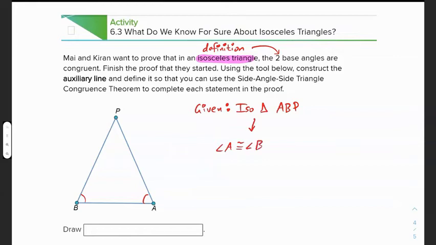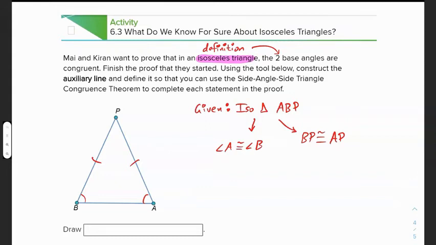All right. We also know, based off the definition, okay, that BP has to be congruent to AP, right? Because those two sides have to be the same. So I kind of went a little over here. I went a little overboard. It's okay. Let's go ahead and see what they're saying here.